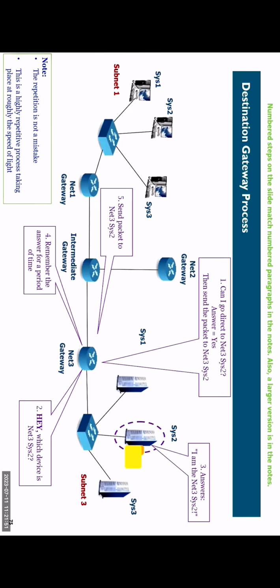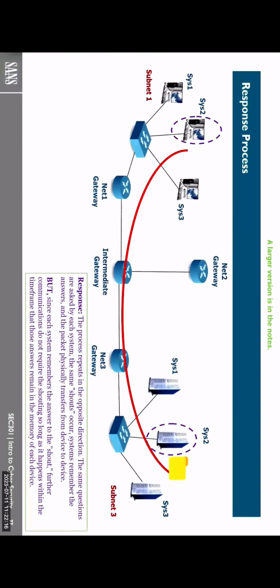But that was a lot of repetition. That's gotta be a mistake, right? No, it's actually by design. All of these steps happened, but they happened at roughly the speed of light. And so when system 2 subnet 1 sent the information, almost instantaneously, system 2 on subnet 3 received that information. It didn't take long.